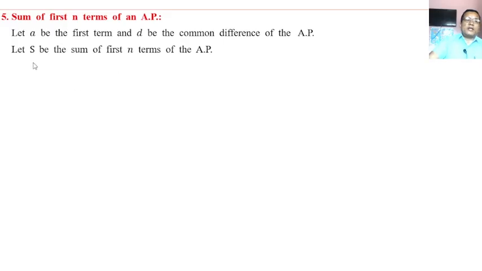Let S be the sum of the first n terms of the AP. Let L, the last term, equal A plus n minus 1 times D. Then S equals first term plus second term plus third term and so on, but the last term is denoted by L.